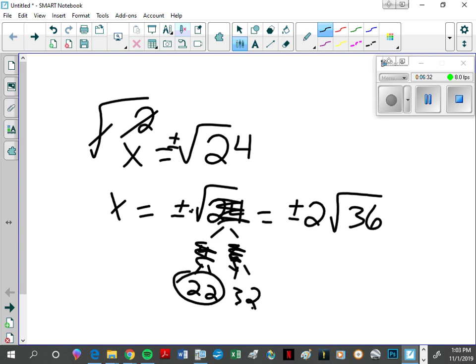So the solution to x squared is equal to 24 is plus or minus, oh boy. Sorry, guys. From now on, just listen to what I mean. Don't listen to what I say. So plus or minus 2 root 6. Is everybody okay with that?